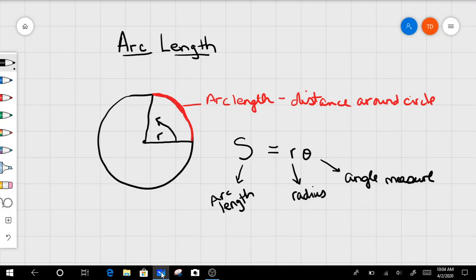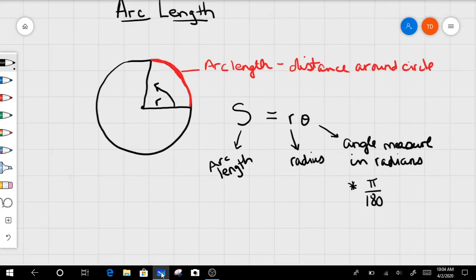The only little catch here is that your angle measure must be in radians. You guys are pros at that. You should very easily be able to convert degrees to radians by multiplying by pi over 180. If it's already in radians, leave it alone. But if it's in degrees, you've got to multiply by pi over 180 to get it into radians before you can plug it into your formula S equals R theta. That's it. That is it.